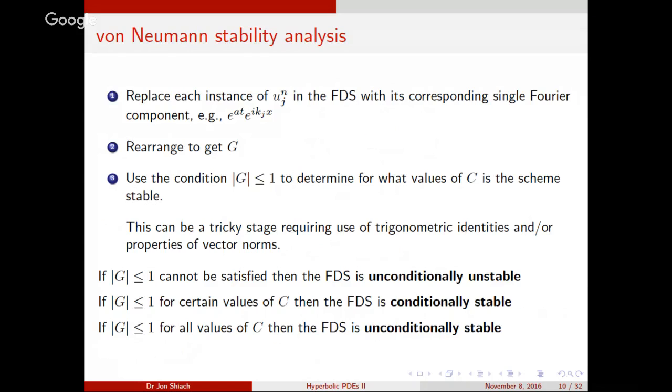If we're really fortunate, we have a scheme where all values of c satisfy this, and we have an unconditionally stable scheme. That's only the case if we use what are called implicit schemes. So those of you doing ODEs, Runge-Kutta methods are explicit, so they have a range of stability on them. Implicit Runge-Kutta schemes can be unconditionally stable.